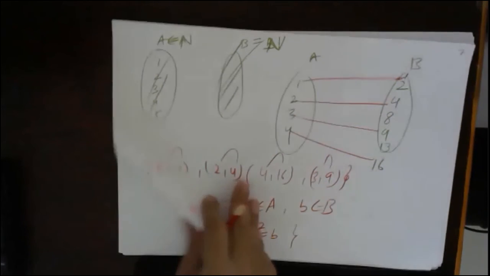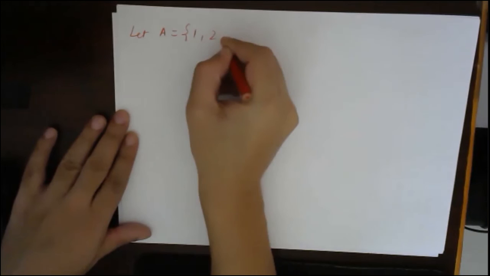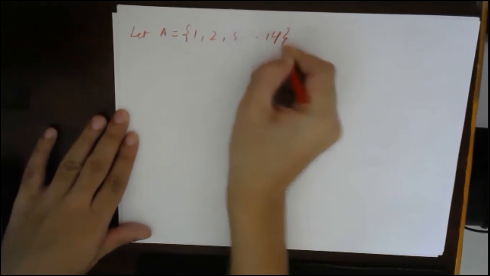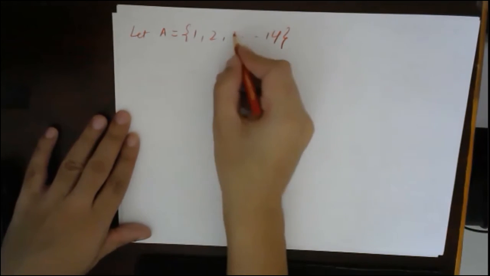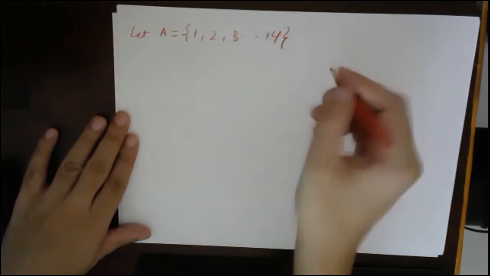Okay, fine, very good. Now this is a question from your book. Let's solve it. I will give you the question. I want you to find the answer. Right? Okay. Let A be 1, 2, 3 till 14. A be a set of natural numbers from 1 till 14.